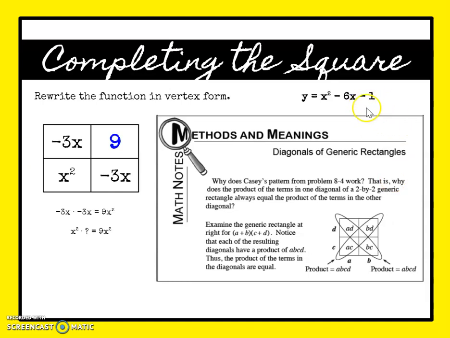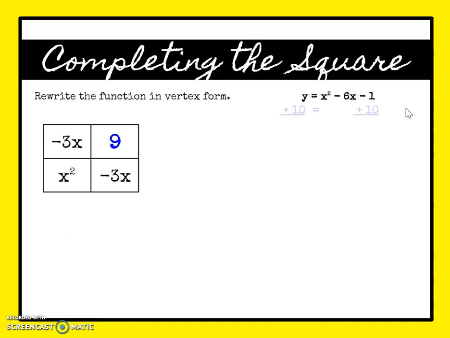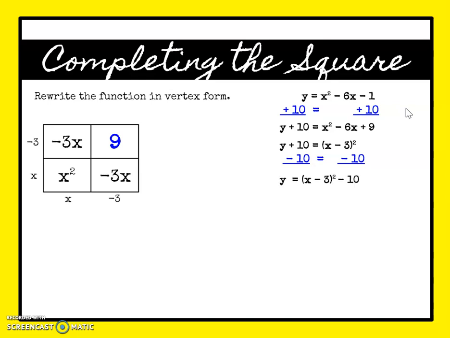Well, right now I have negative 1. So in order to make it a positive 9 units, I'm going to have to add 10 units to both sides of my equation, rewriting it as y plus 10 equals x squared minus 6x plus 9. I then can find the factors of each of the partial areas and rewrite my area as a product of its length times its width, which is (x minus 3) times (x minus 3), or (x minus 3) squared. And finally, subtracting the 10 from both sides to rewrite it as y equals (x minus 3) squared minus 10.